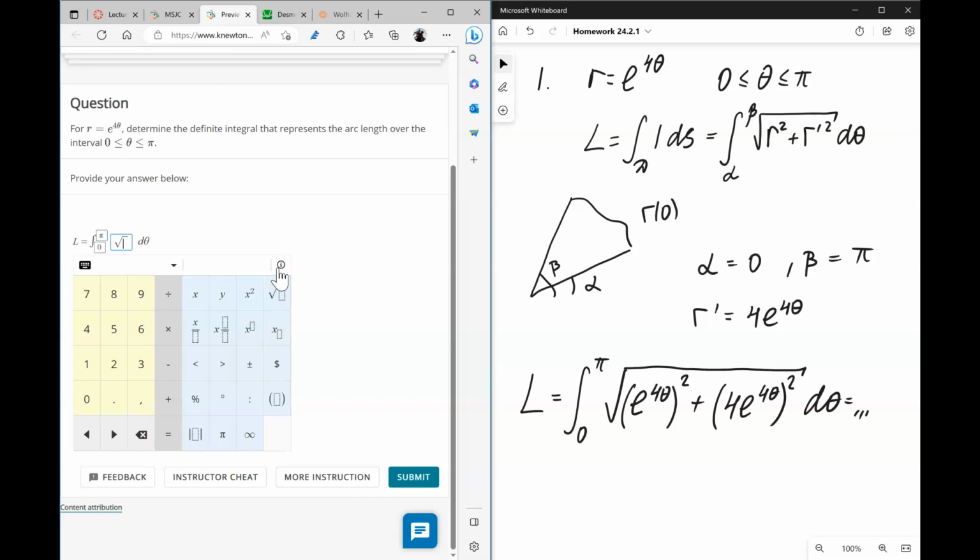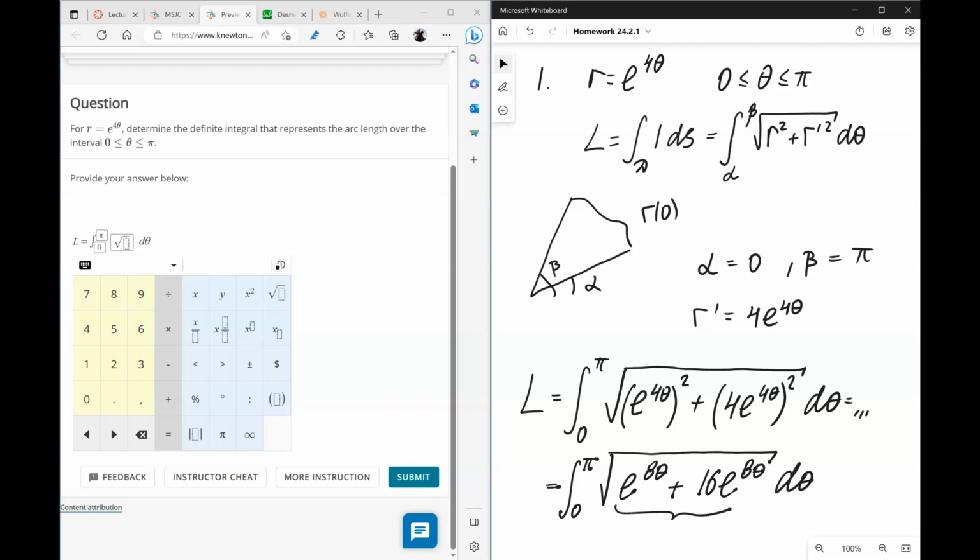We can simplify it just a little bit. We have the integral from 0 to pi, square root of e to the power 8 theta plus 16 e to the power 8 theta d theta. So altogether we just have 17 e to the power 8 theta inside of the radical. So I'm going to enter that: 17 e to the power 8 theta.